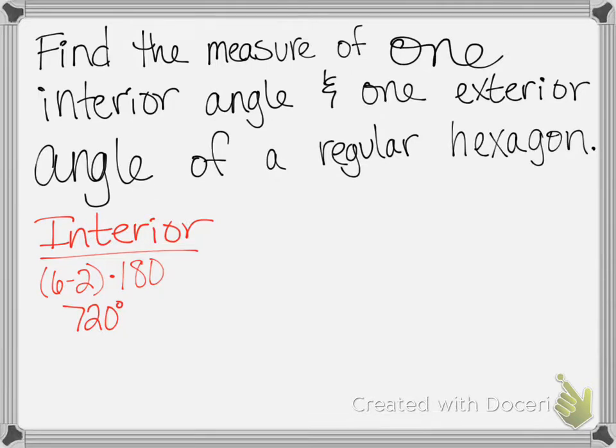But I want to split that evenly between all of the angles so that all of them are congruent. So what do you think I need to do here? Divide by 6. So we're going to take that sum and divide it by how many angles there were. When we do that, what do we get? 120 degrees. So that would be for one interior angle.